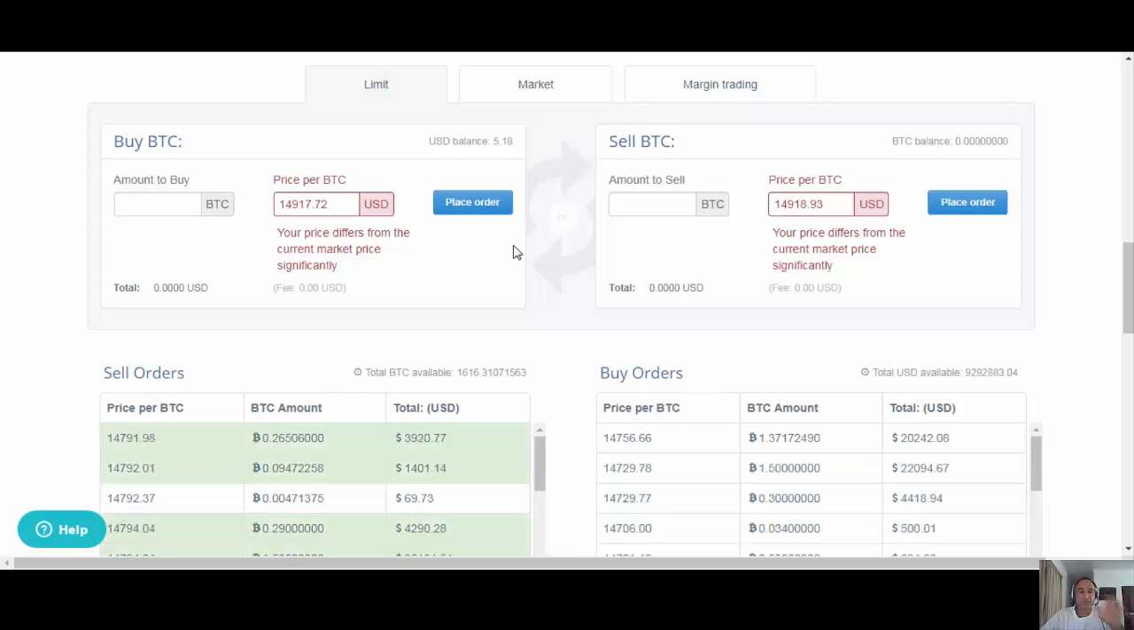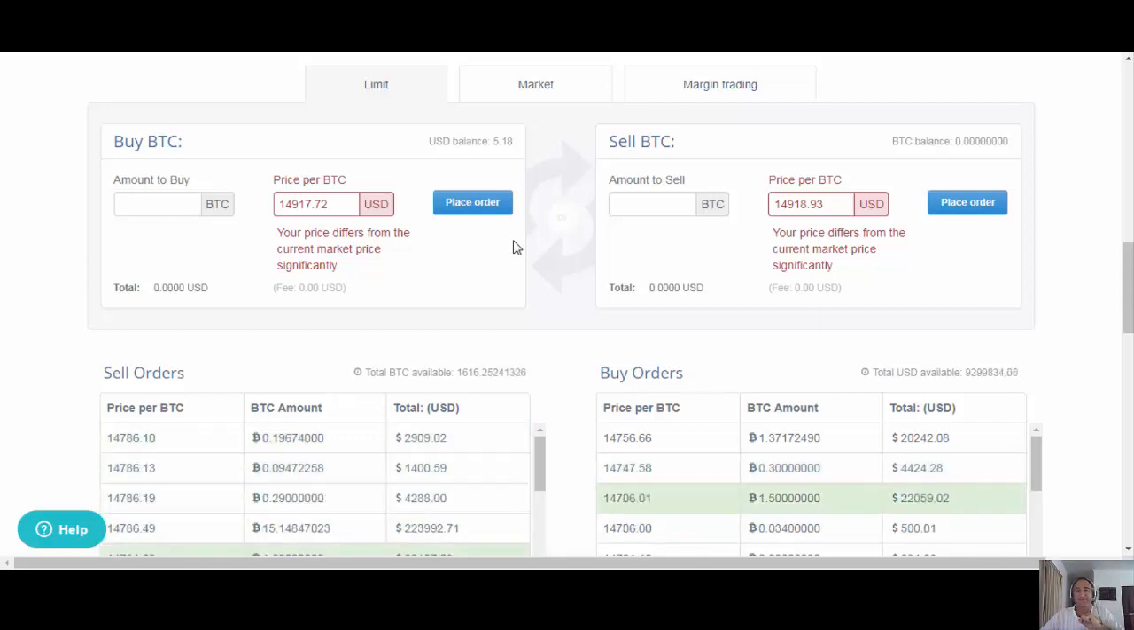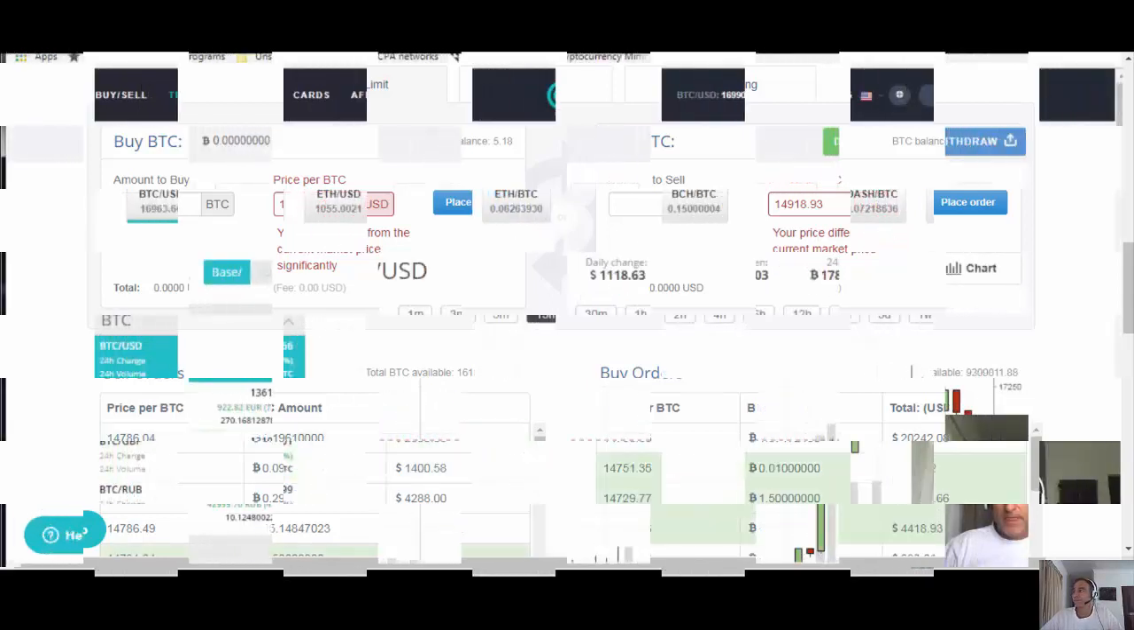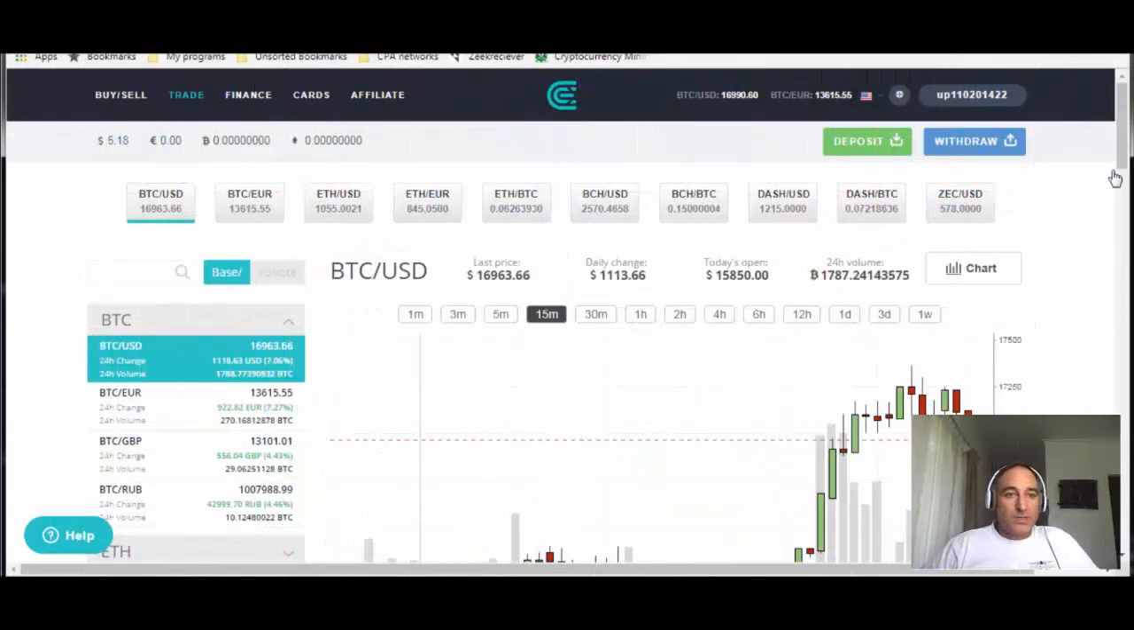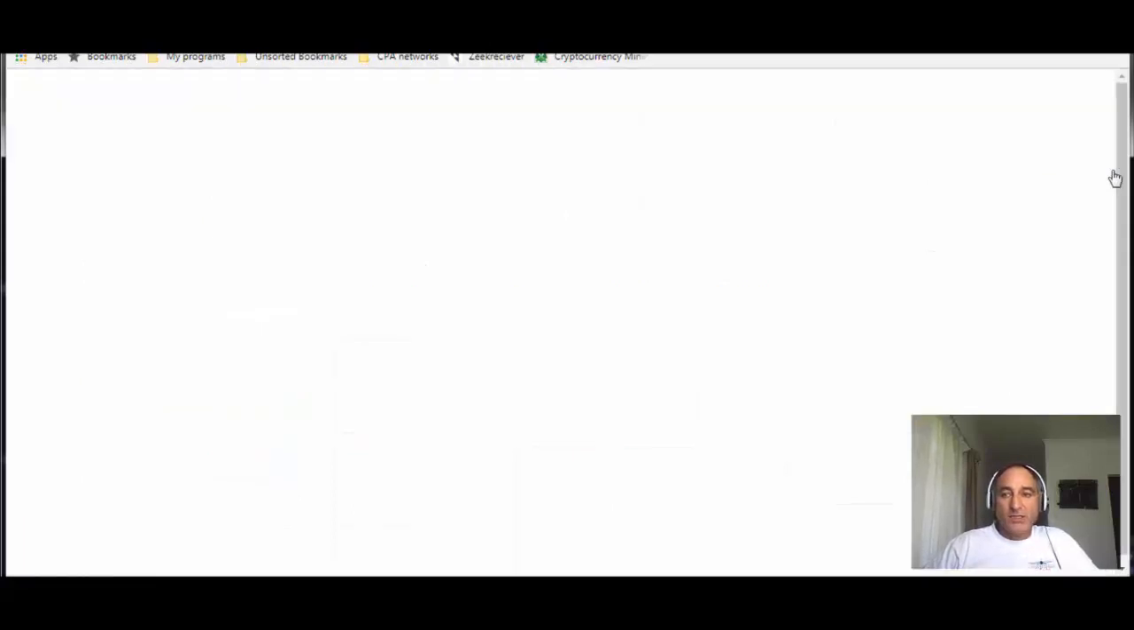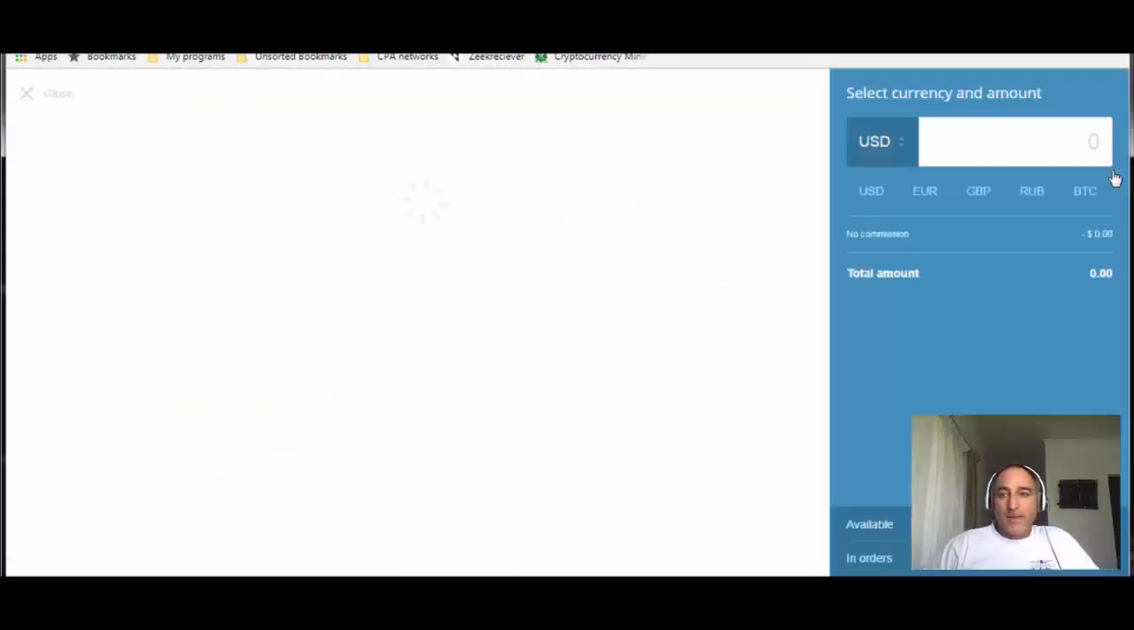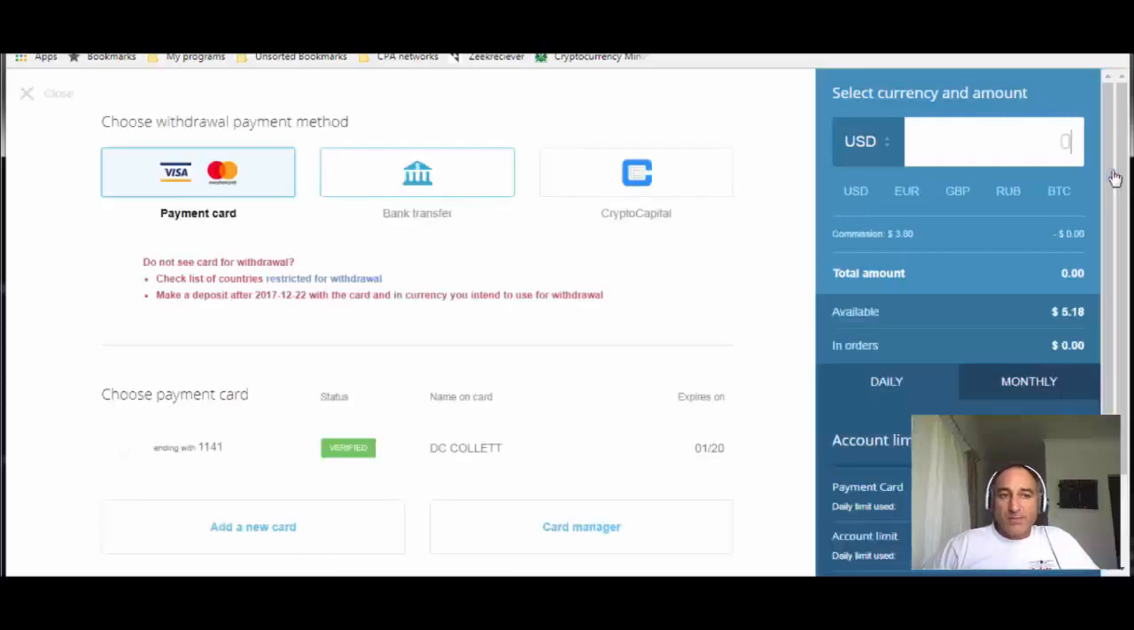Once you've done that, it'll take no more than a minute or two, and the Bitcoin will appear in your Bitcoin wallet. And then we are ready to transfer it to Luno. On that side, it's a very quick process. You go to withdraw at the top of the page on the right hand side. This takes us to the same page where we funded our account.